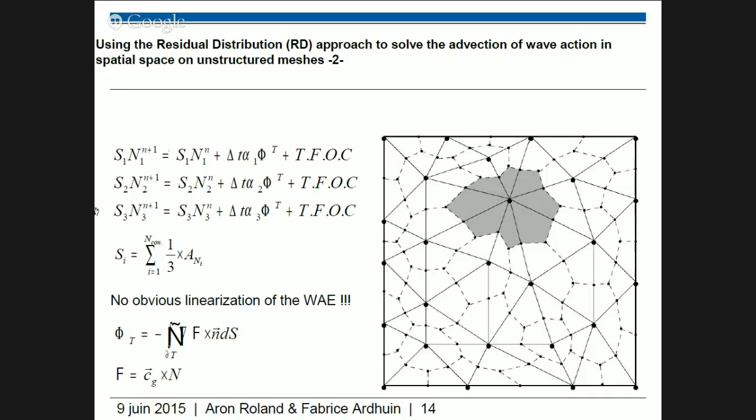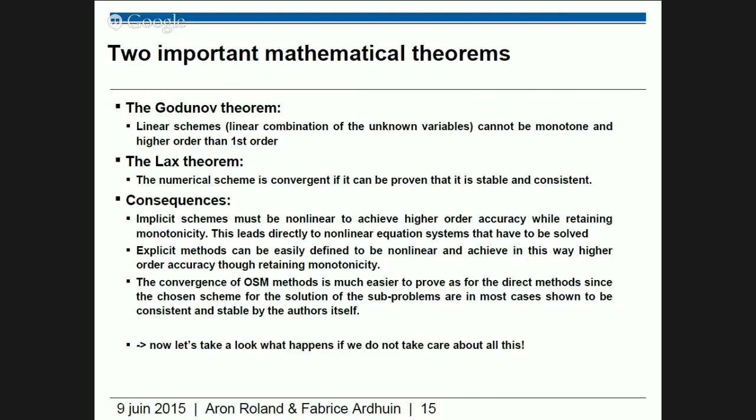And so you essentially express the wave action at the next time level as a function of the wave action at the current time level, and then this change in the fluctuation scheme. I'm going to skip all the details. If you want the details, it's all written pretty clearly in the thesis of Aaron Roland from University of Darmstadt.